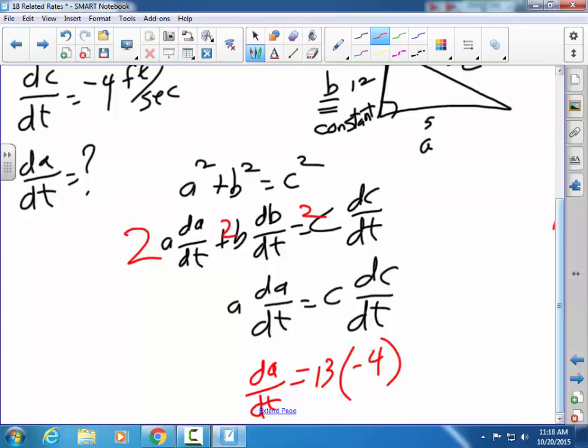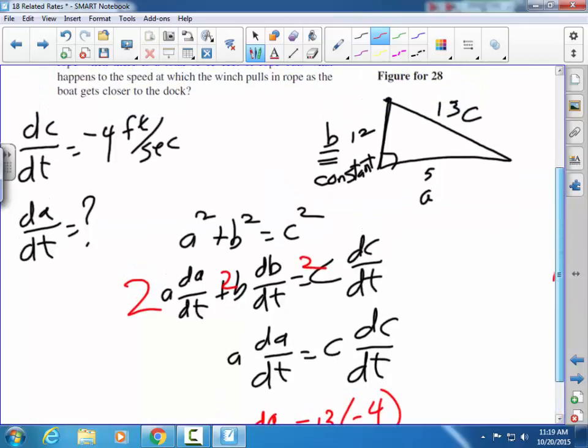Special triangle. Did y'all learn that with Ms. Lehman in geometry, 5, 12, and 13, Pythagorean triples? Okay, you should have learned that this was going to be 5 right there. If you didn't learn it, how could you figure it out? A squared plus 12 squared equals 13 squared, and you work through that. Yeah, boom, boom. You get it that way.